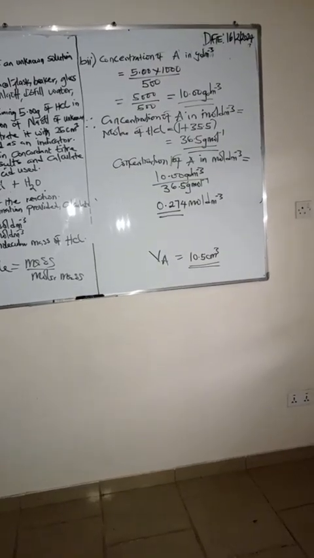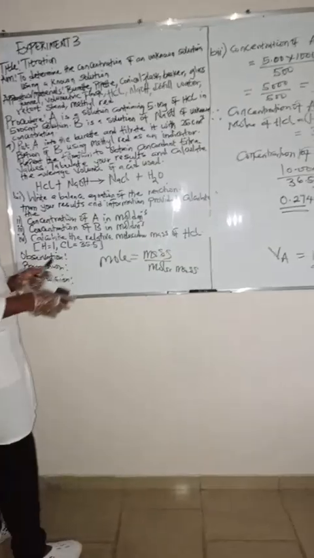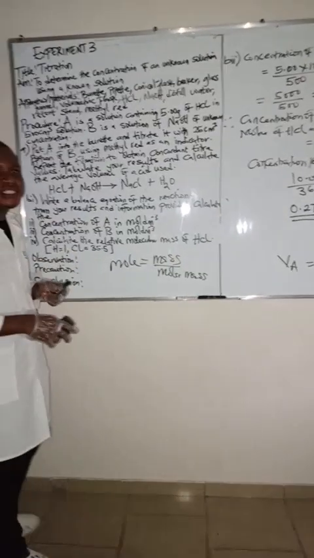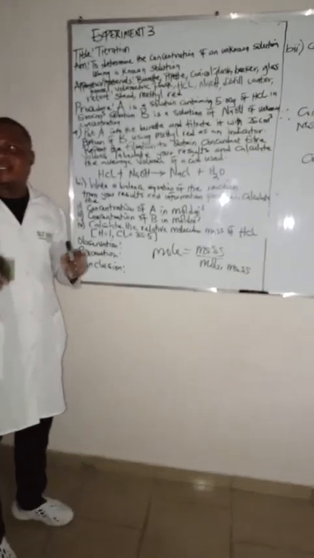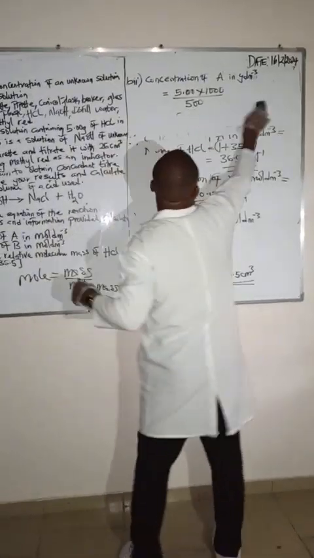III. Concentration of B in mole per dm cube. Now our mole formula will not work in this. We are going to introduce our titration formula. Are you following? Yes, sir. Now I will go to this.